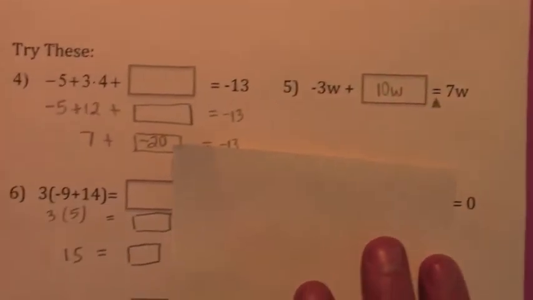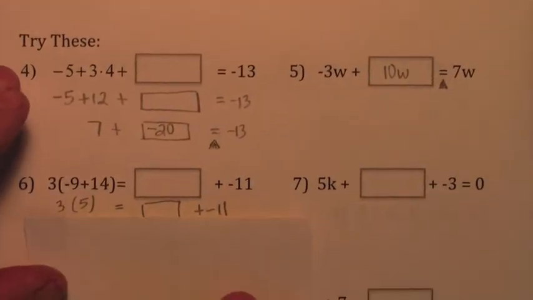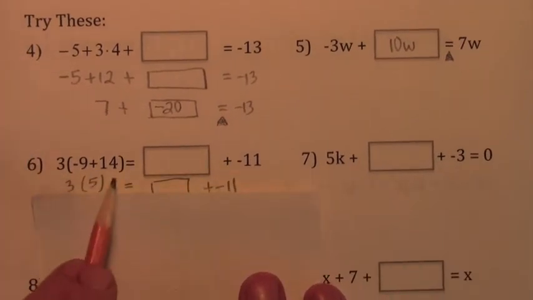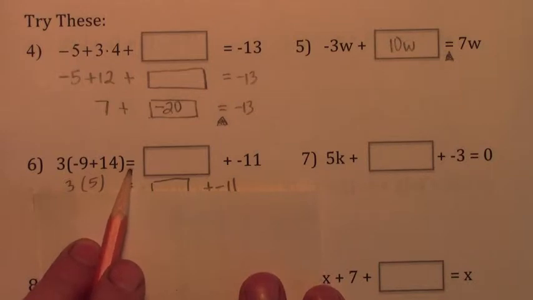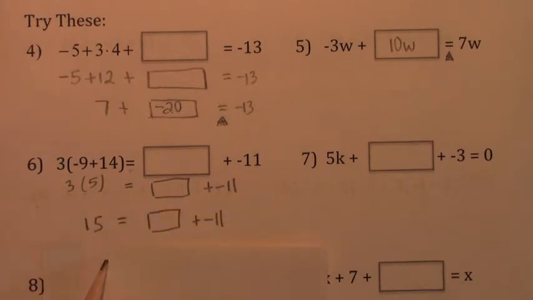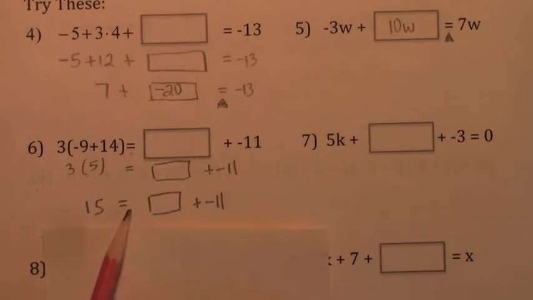So again, if you think of it just right, that's not that bad, really. Remember, the equal sign's a balance. Both sides have to balance the same thing. This one on number 6, we're going to simplify inside the parentheses. This becomes a 5. 3 times 5 is 15. So this is what we end up with. 15 equals something plus negative 11.